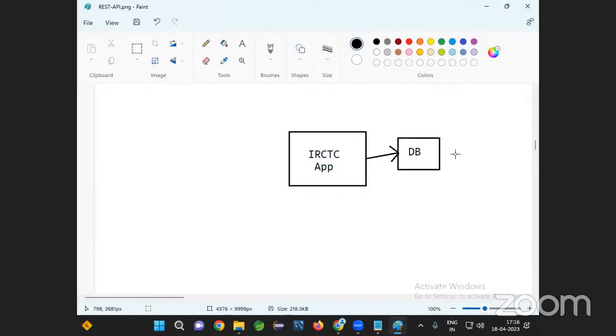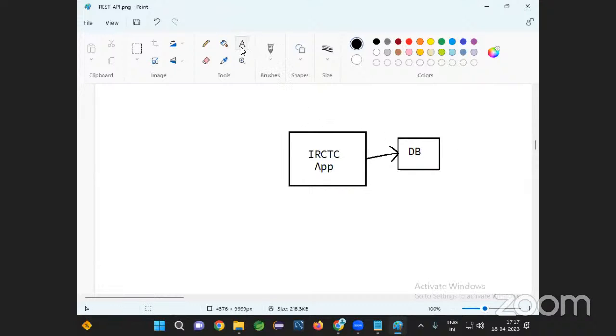What are the trains available in India? From which station to which station? What is the journey date? What is the ticket price? All the information related to Indian Railways is available in the IRCTC. IRCTC is called the owner of Indian Railways. Can we call that, yes or no? IRCTC is acting as the owner for Indian Railways.